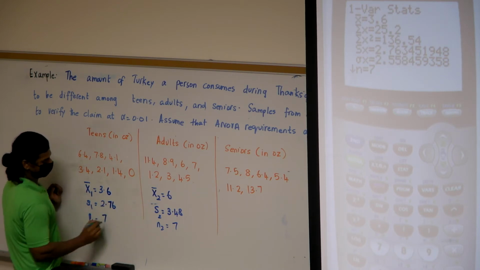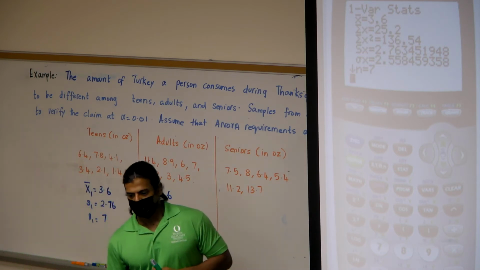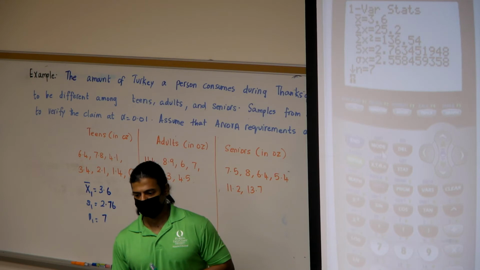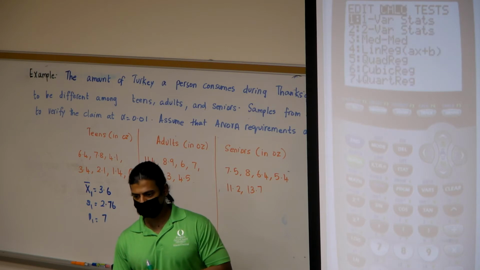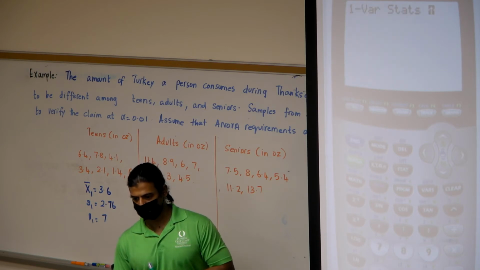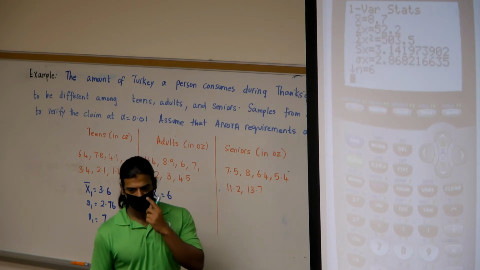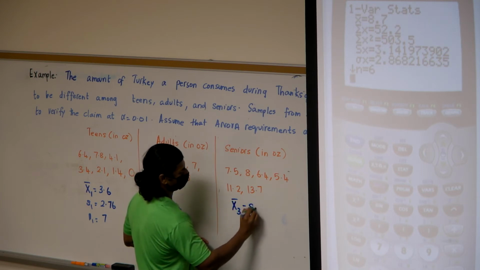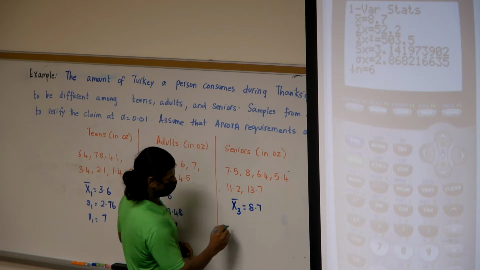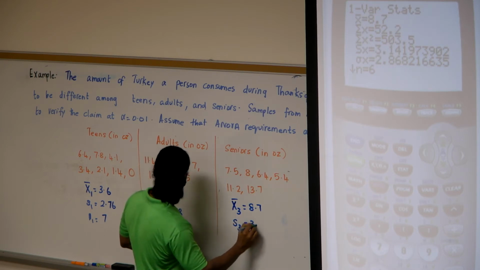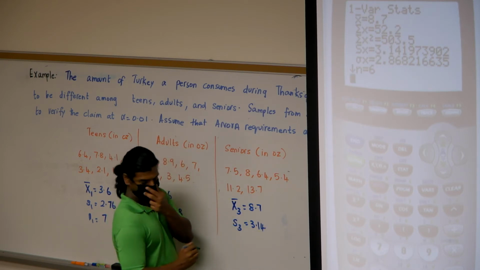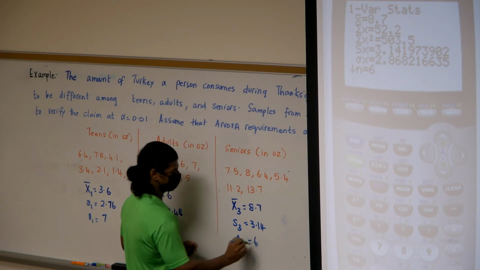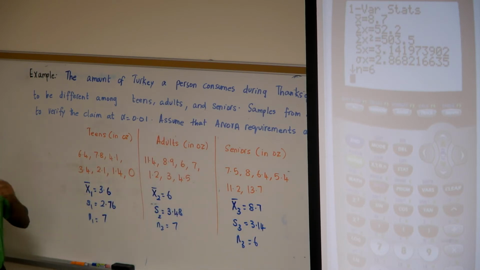Of course, this has to increase by 5. Do the same for the third list. X3 bar is 8.7. S3 is 3.14. N3 is 6. Almost identical variances. That's okay.